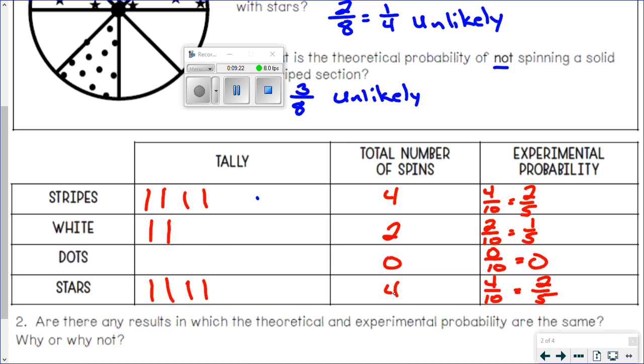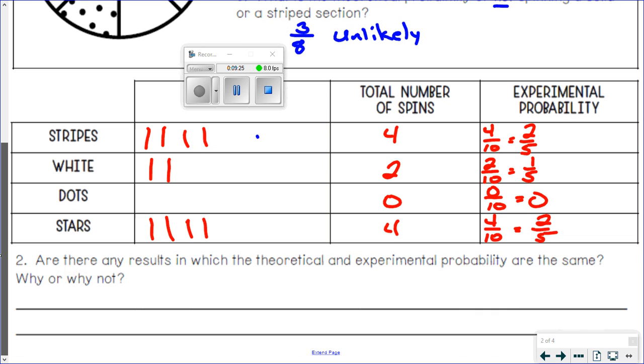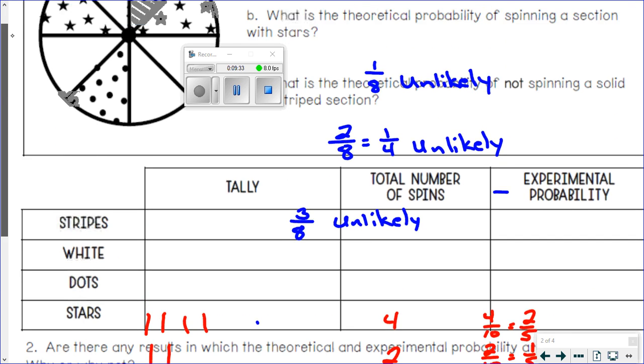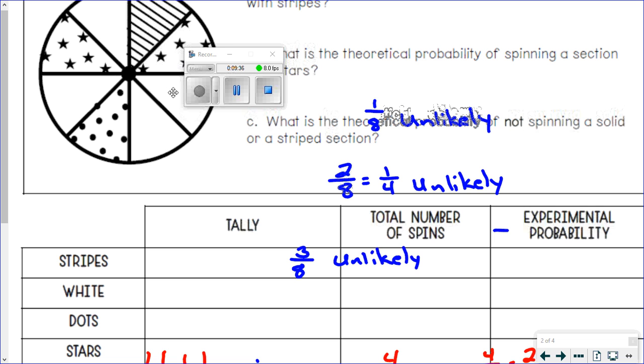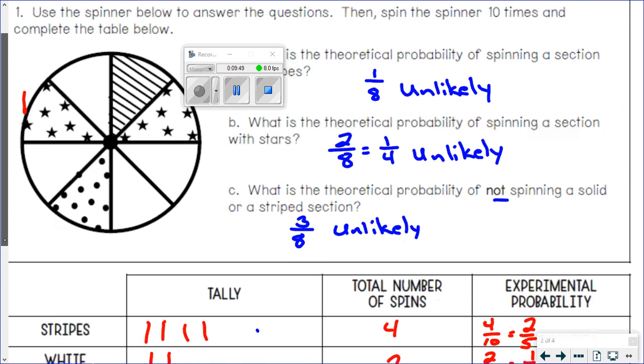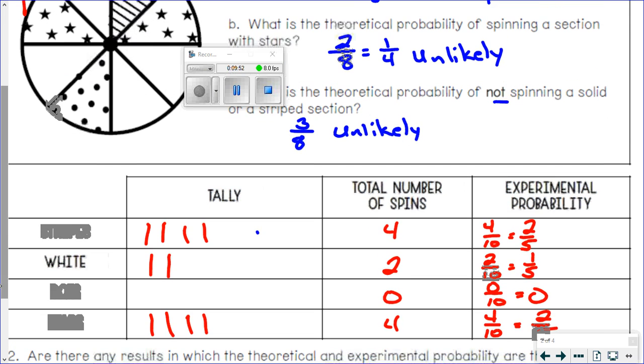Let's say no. So the theoretical probability of stripes, let's look at that. So the theoretical probability of stripes, let me come up here. Remember, there's 8 sections here. So the theoretical probability was, man, I really messed this up. I moved everything. All right, there we go. So the theoretical probability of stripes is there's 1 stripe section out of 8. So that doesn't match up with the experimental.